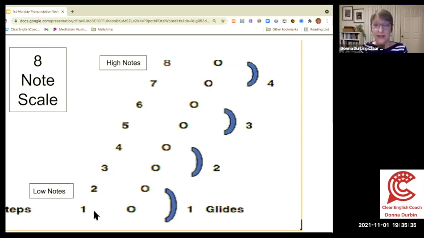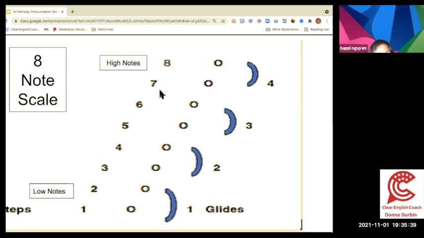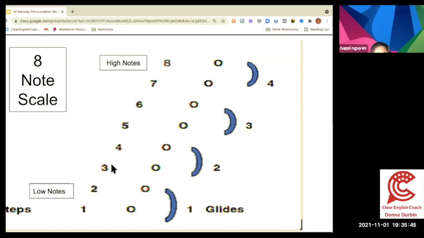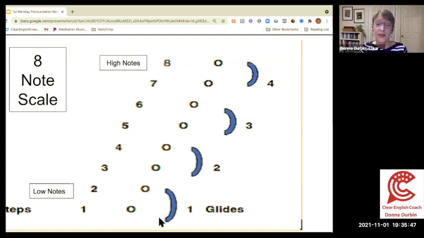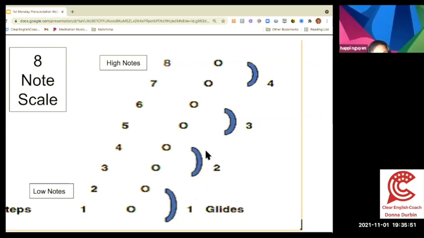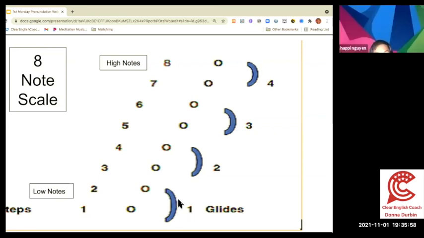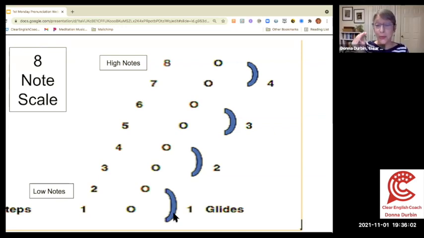Okay. 1, 2, 3, 4, 5, 6, 7, 8. Good. 8, 7, 6, 5, 4, 3, 2, 1. Okay, and the glides. 1, 2, 3, 4. Okay, so 4, 3, 2, 3, 4. So you've got stuck on the same notes.